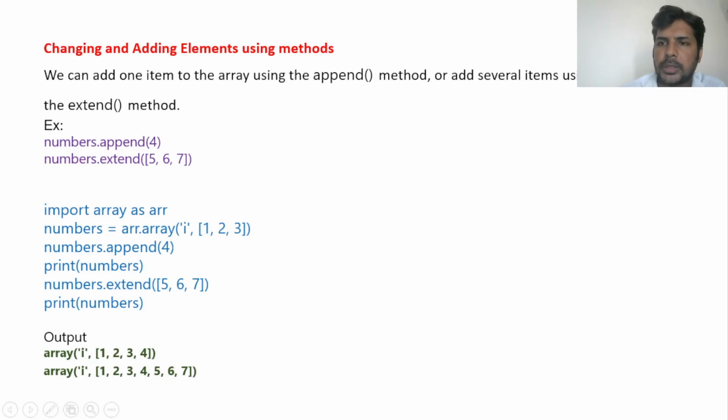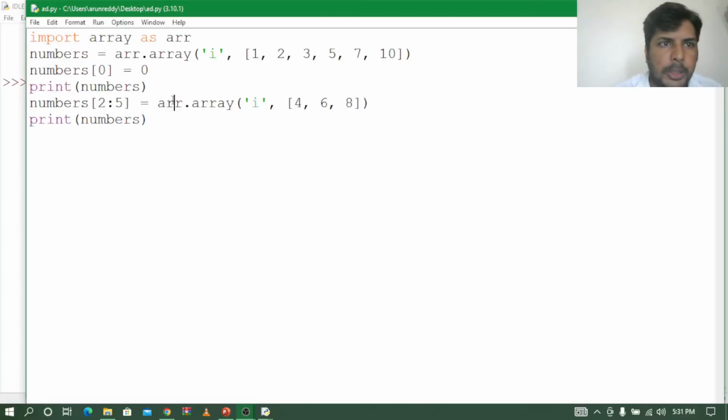So let us go to the Python program. Now we are in the Python program. Now let us see how we can add and modify the elements. You can see here this time I have taken file mode, and in file mode I have written the program. First I have taken 1 2 3 5 7 10. Now I have replaced 1 with 0 in the 0 position, and next I have replaced 3 5 7 with 4 6 8.